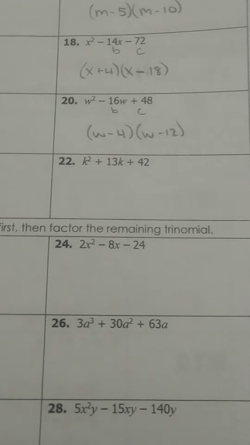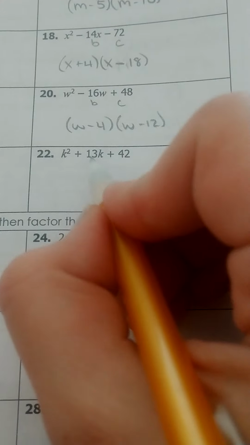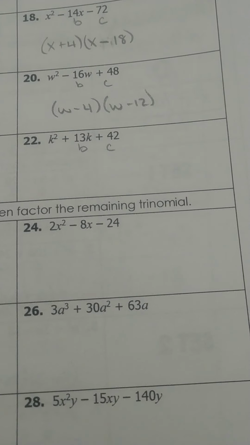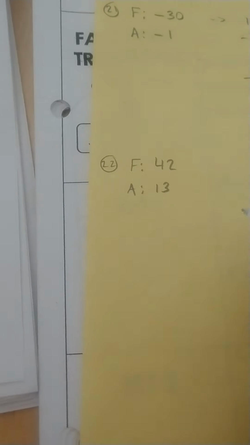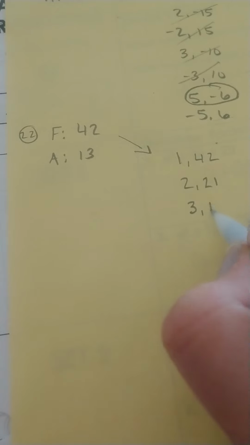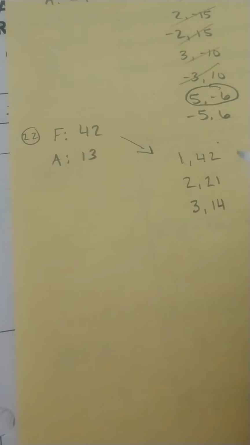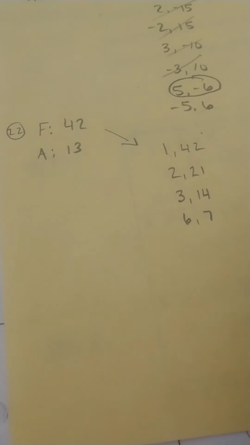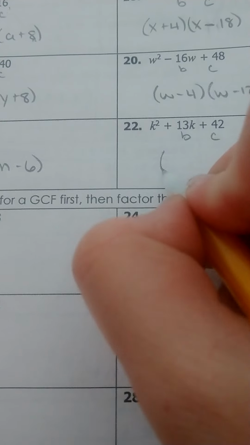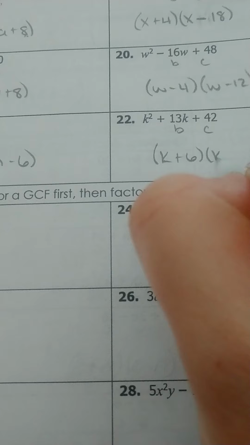Last one. And we got this. And it's a nice easy one. That's our B, that's our C. So we want factors of 42 that add together to give us 13. So our factors of 42, and I kind of ran out of room again, are 1 and 42, 2 and 21. Let's see, 3 goes in 14 times, 5 does not, and then 6 goes in 7 times. Which of those, when I add them together, gives me 13? Nope. Ding, ding, ding. So that's going to give you k plus 6, k plus 7.